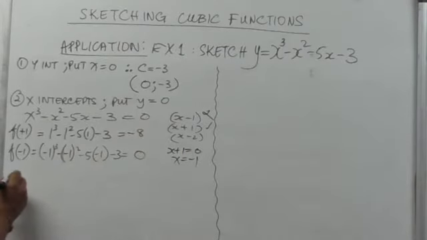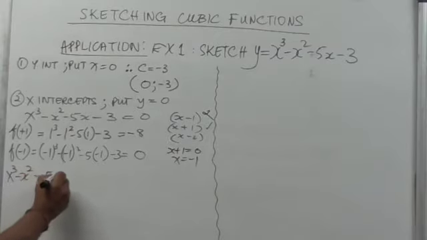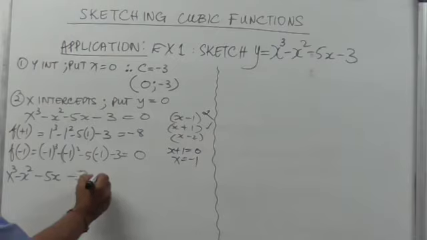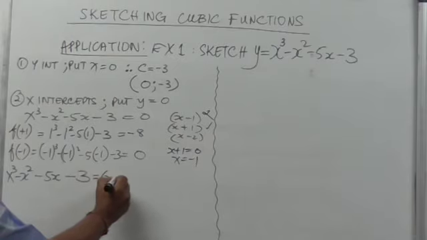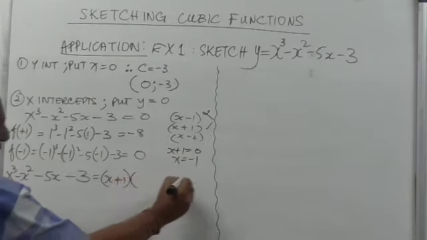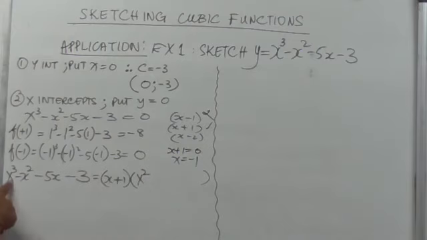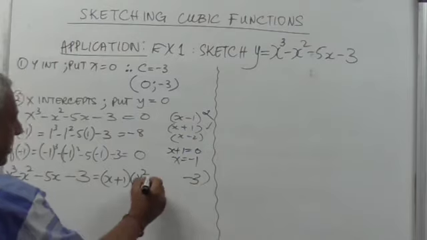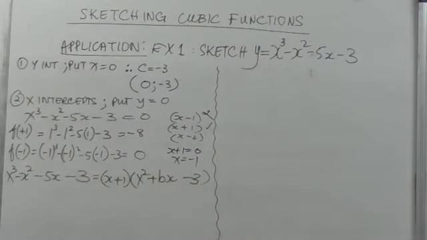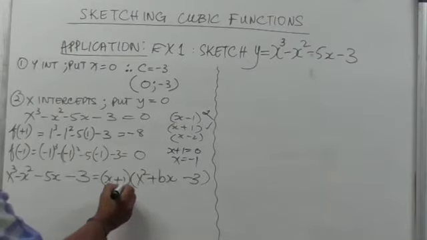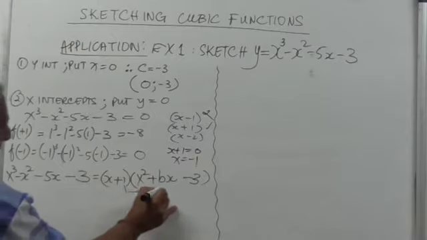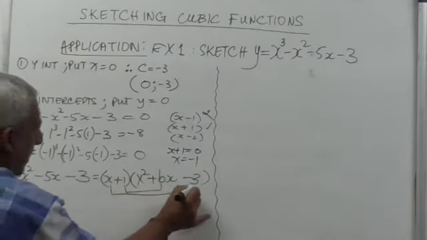So x cubed minus x squared minus 5x minus 3 is equal to x plus 1 into x squared, because x times x will give you x squared. This is minus 3, this is 1, therefore this will be minus 3. In the middle you'll write bx. Then you're going to solve for b, so you multiply these two and those two.